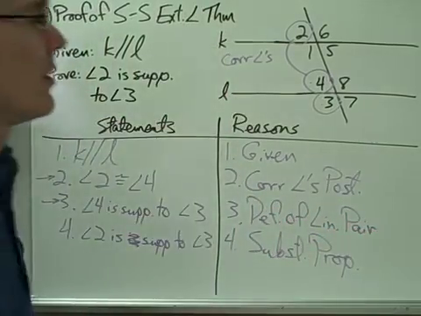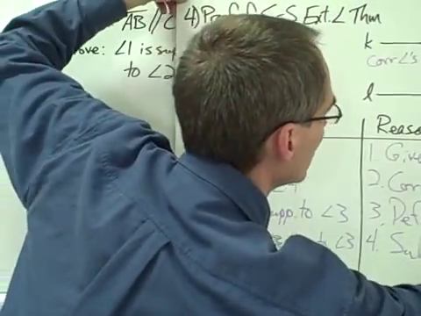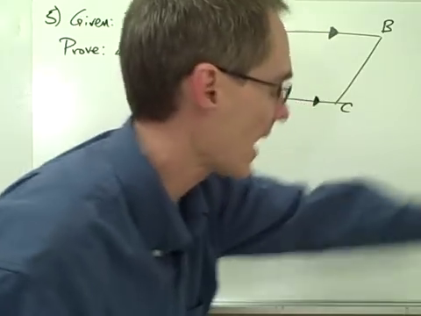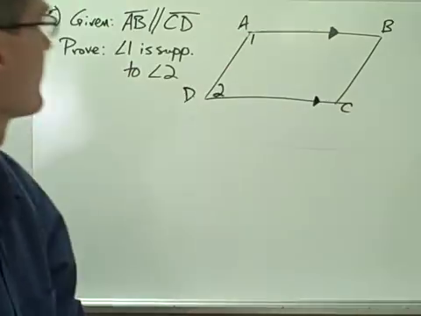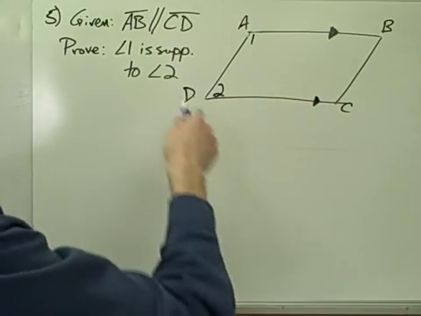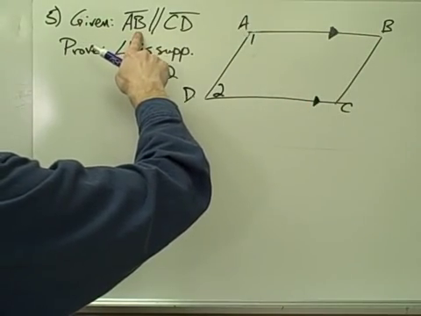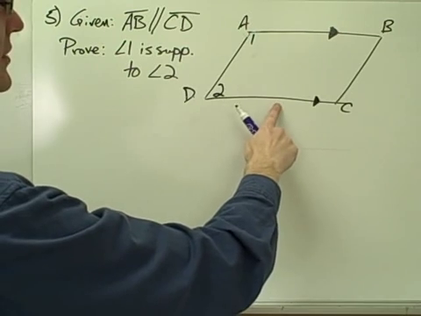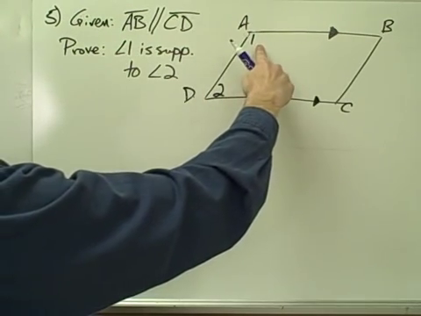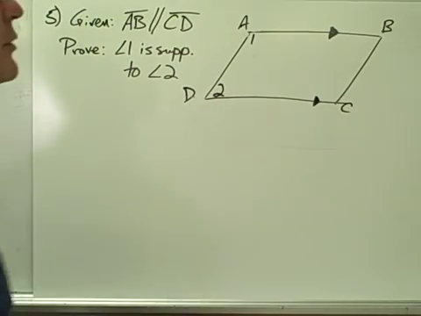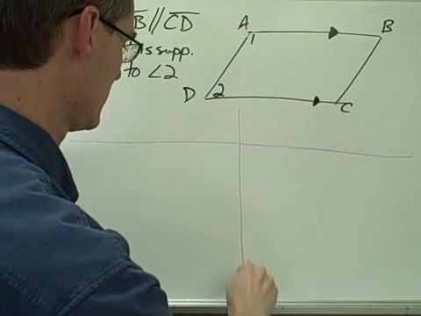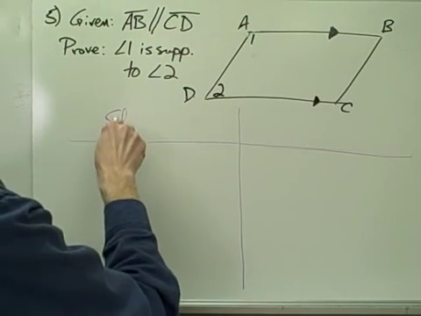So let's see how that's going to look. Take a look at example number 5. So here I have a quadrilateral, and I'm given that segment AB is parallel to segment CD. And I'm asked to prove that angle 1 is supplementary to angle 2. All right, well, let's see what this proof is going to look like.